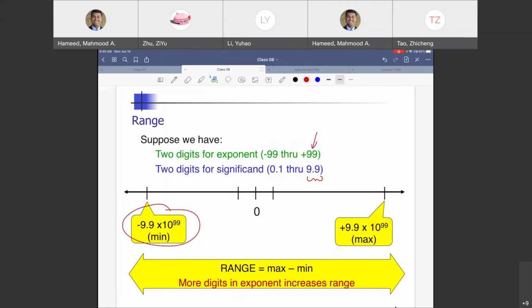Can I say that? Exponent field and range, they have a relationship. Questions? No?